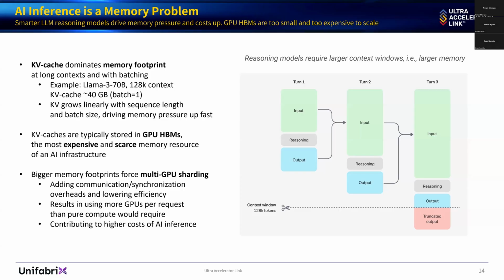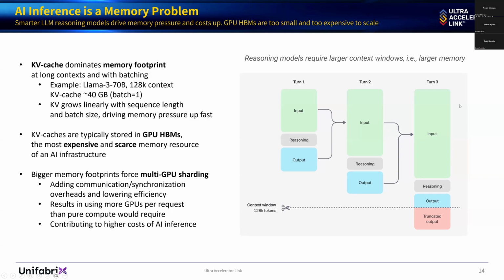which is made of multiple GPUs, multiple accelerators, but they all behave from the software side as one big element. So, for instance, if we look at the KV cache, it dominates the memory footprint at long contexts and with batching. If we take, for example, Llama 3, 70 billion parameters, 128K context, the KV cache is around 40 gigabytes, which is quite a lot. And the KV cache grows linearly with the sequence length and batch size. This is really driving memory pressure up fast.